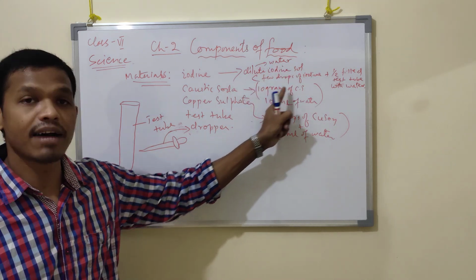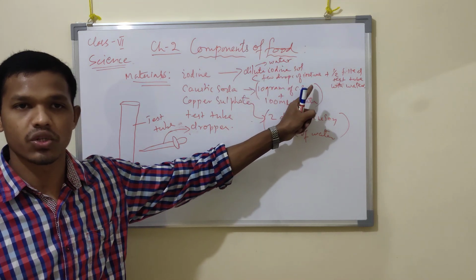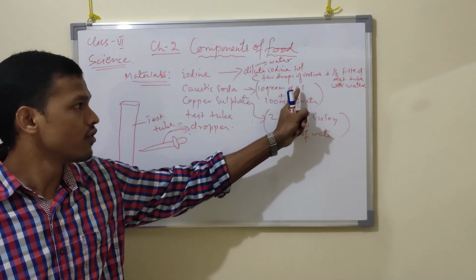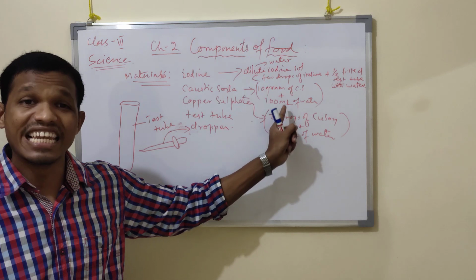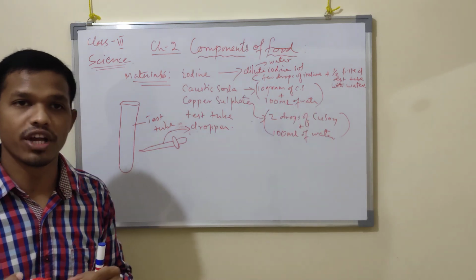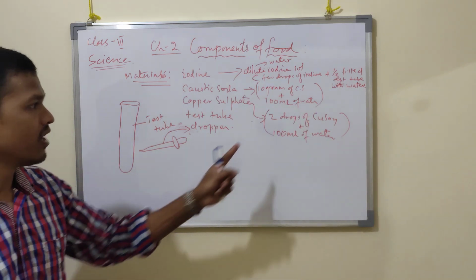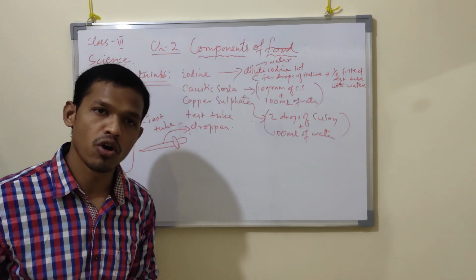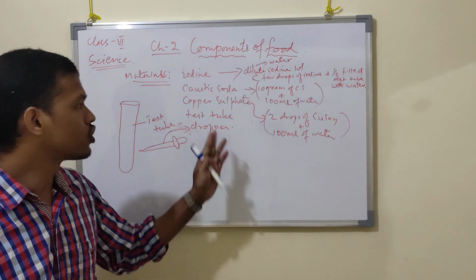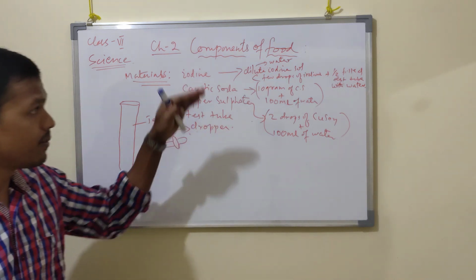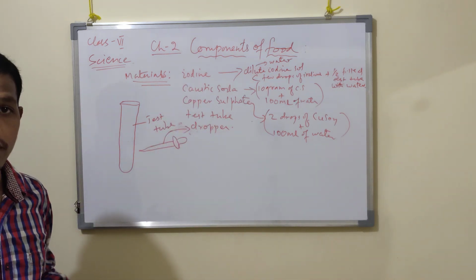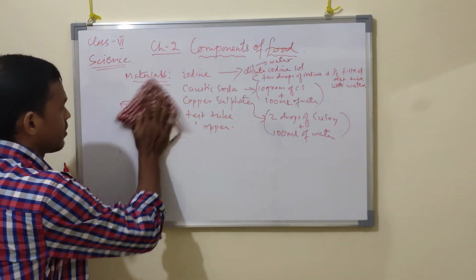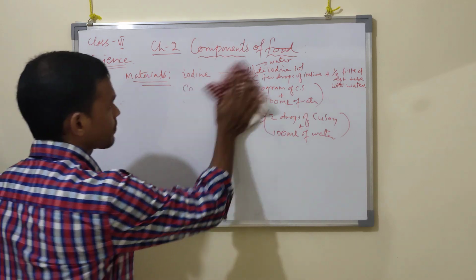Next, 10 gram of caustic soda, the soda you use in the kitchen, plus 100 milliliters of water are mixed to form a solution. Then 2 drops of copper sulfate plus 100 milliliters of water are mixed to form a copper sulfate solution. After preparing these solutions, we will go for the test. Let us carry out some tests on food items.